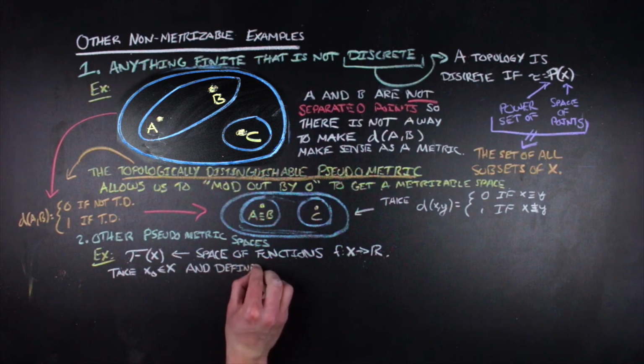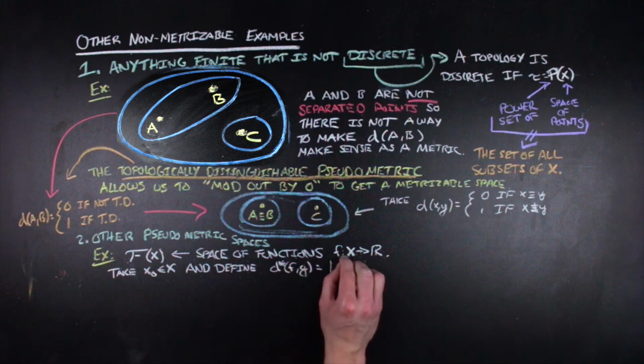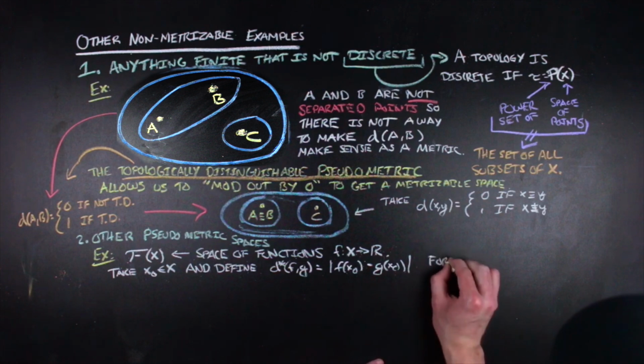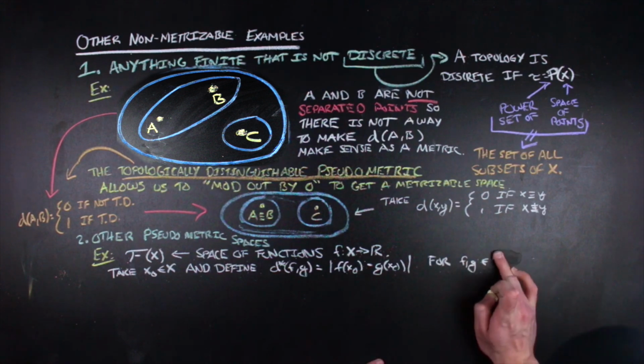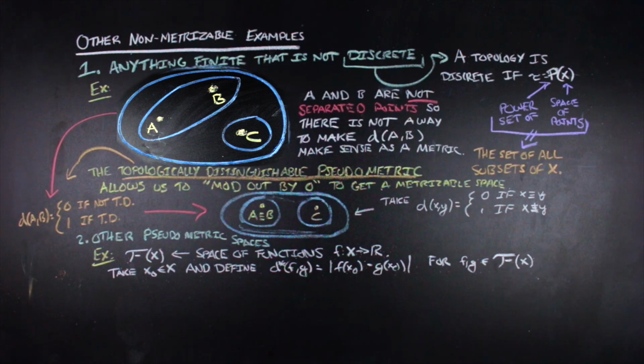So in order to make this a pseudometric space, we can go ahead and take some base point, we'll call it x naught, within the space. And we'll go ahead and define the pseudometric of f and g, where f and g are functions on this space, equal to f of x naught minus g of x naught, and then take the absolute value.